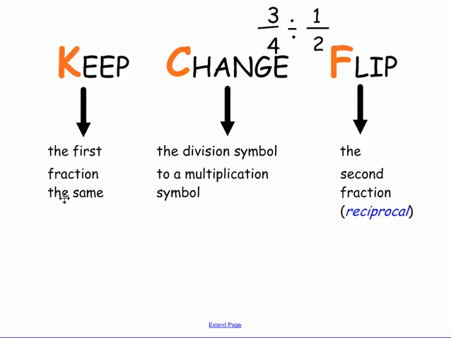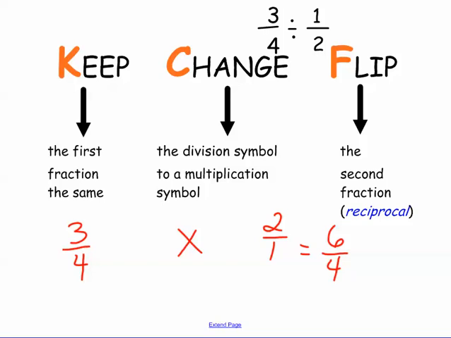So 3/4, I'm going to keep it the same. Then I'm going to change to a multiplication problem. And then I'm going to flip the second number. And then it's simply a multiplication problem. And you know how to solve those. Multiply straight across. So that becomes 6/4.